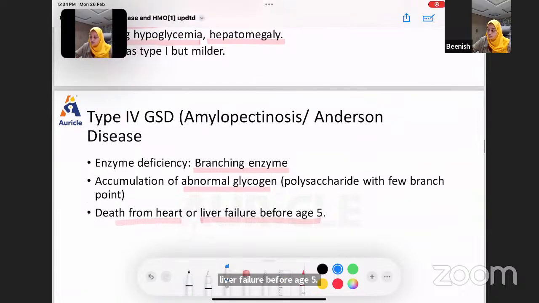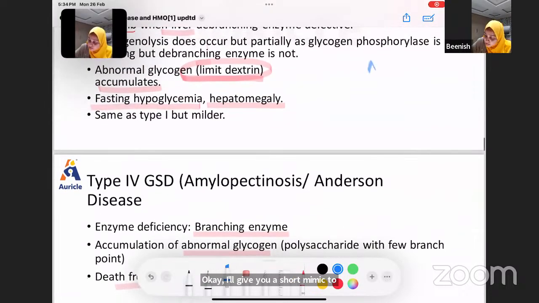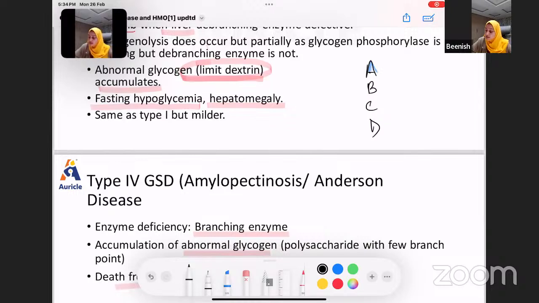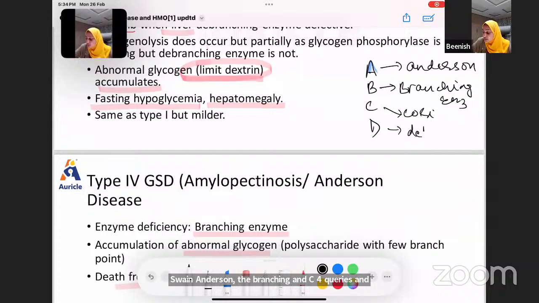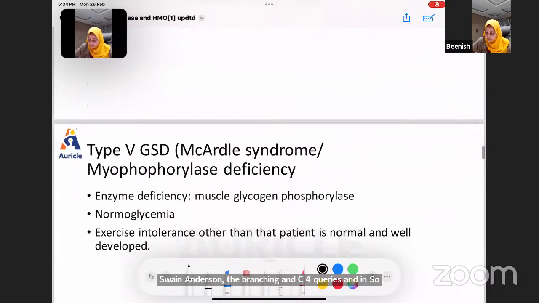Okay, I'll give you a short mnemonic to remember this. A, B, C, D. What does this A, B, C, D mean? A for Anderson. So in Anderson, your branching enzyme is defective. C for Cori's, and in Cori's, your debranching enzyme is defective. So this is just simply to memorize.